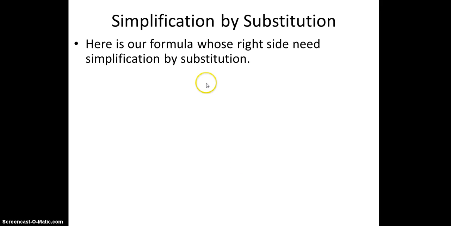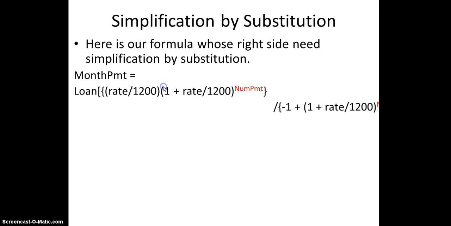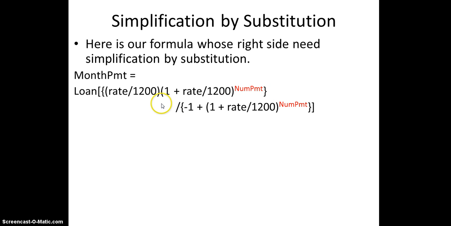Okay, so here is our formula whose right side needs simplification by substitution. The left side has to be calculated, so no substitution is required there. But this, once again, is our right side, numerator and denominator. When you simplify by substitution, you look for common expressions and replace them by something simple. So we see rate divided by 1200 appeared here, here, and here.